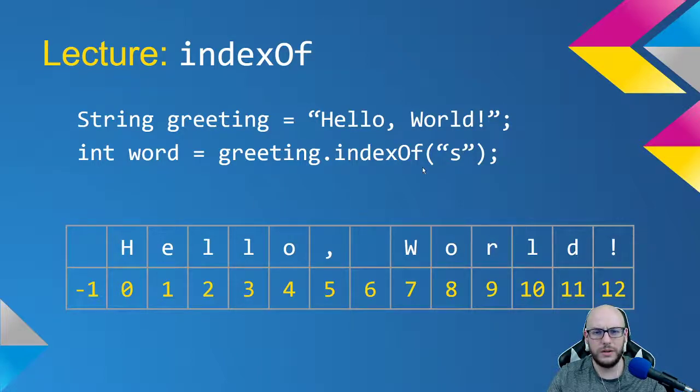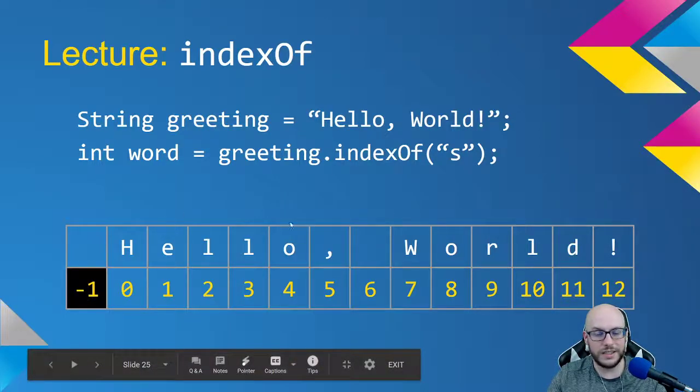What if we're looking through the string for S? In this case, the string, hello world, doesn't have an S. In that case, we're going to return a -1. -1 is not a valid index, right? In theory, that's out of bounds. And so we can return it as kind of an indicator that it's not there.